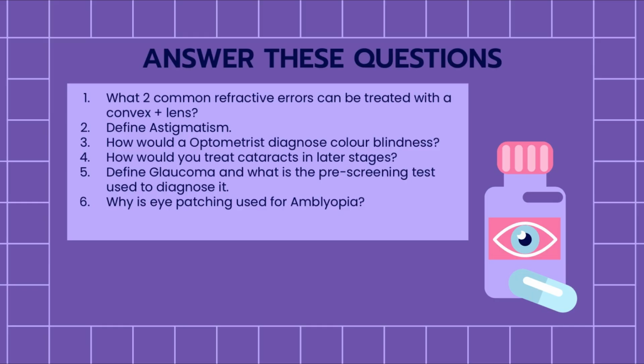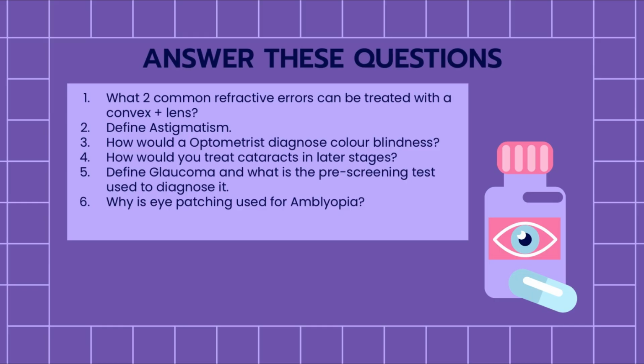Now, how would an optometrist diagnose colour blindness? There are 2 tests. Ishihara tests and color arranging tests. Correct. Now, how would you treat cataracts in later stages?